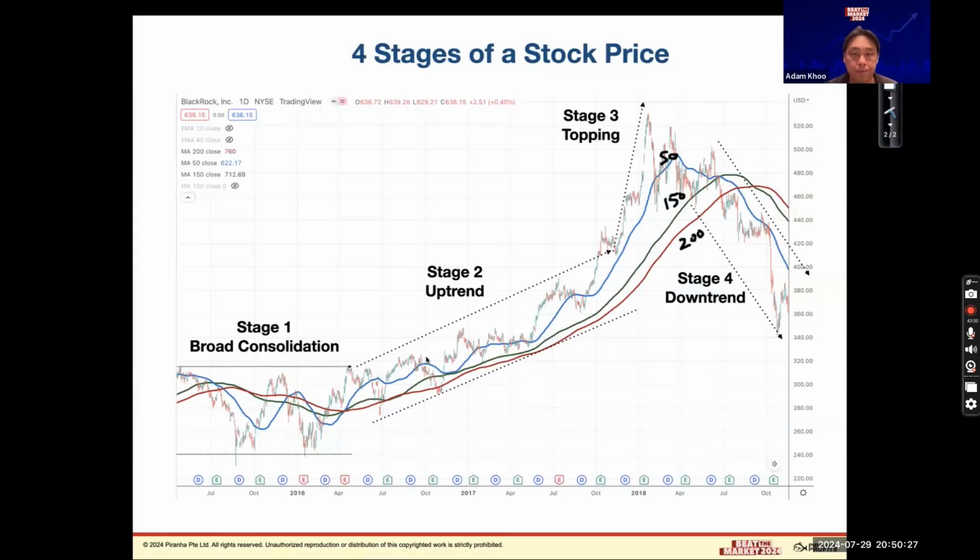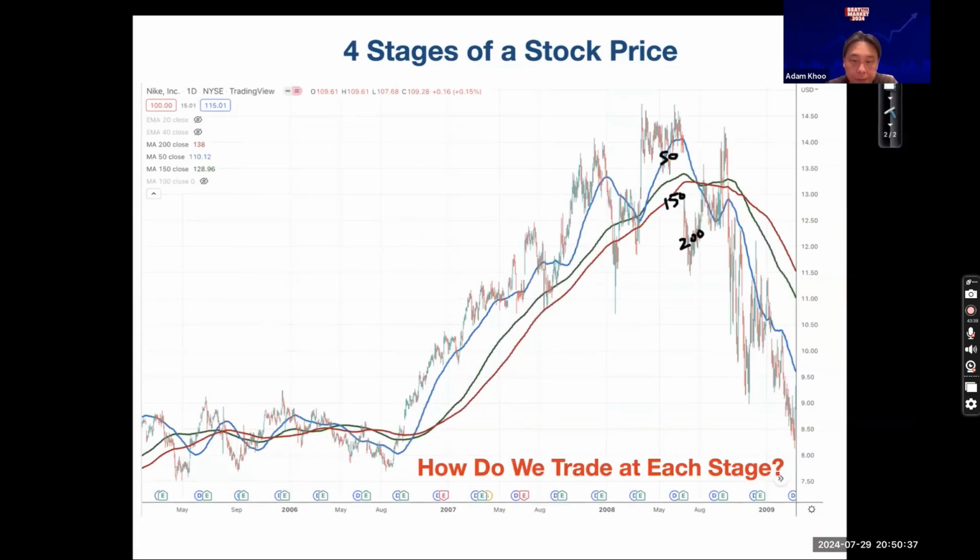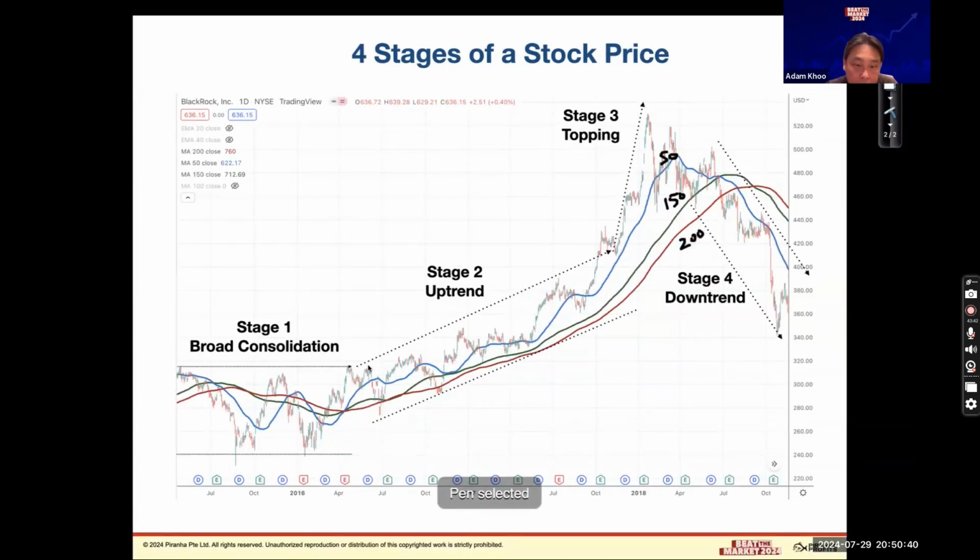How do you know it's in stage 2? There are 2 clues. Clue number 1 is you see the price making higher highs and higher lows. You see the price makes this high, higher high, higher high, higher high. And it makes a low, a higher low, a higher low, a higher low. So it makes higher highs and higher lows. That's the first clue that you know it's in a stage 2 uptrend.